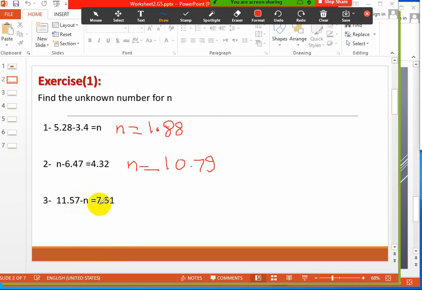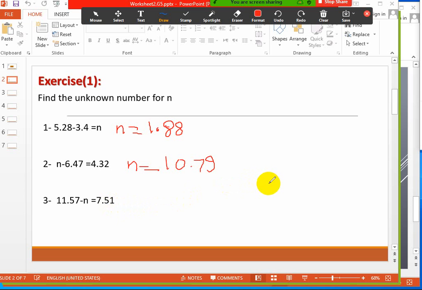11.57 minus n equals 7.51. Okay, just don't type in the chat, please. Now, only the answers. 11.57 minus n equals 7.51. How will I find n? What do I have to do? I will take this unknown number from 11.57, and the answer will be 7.51.